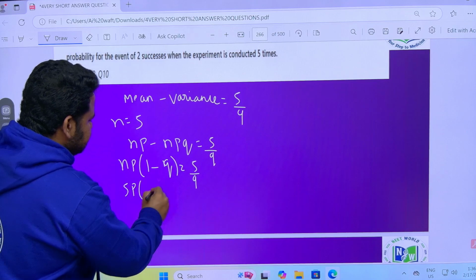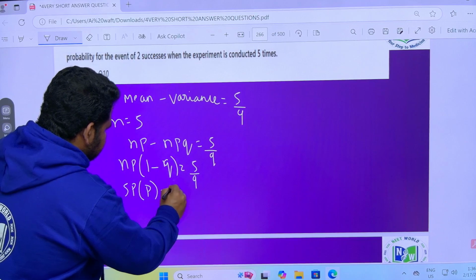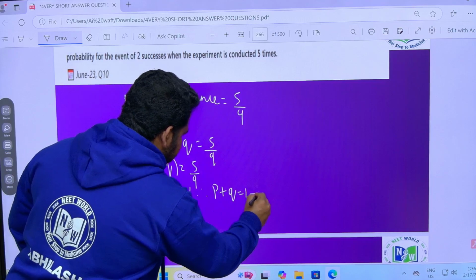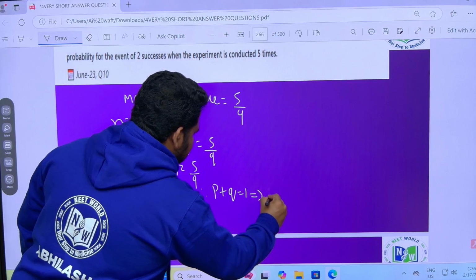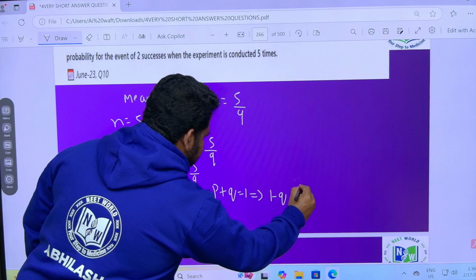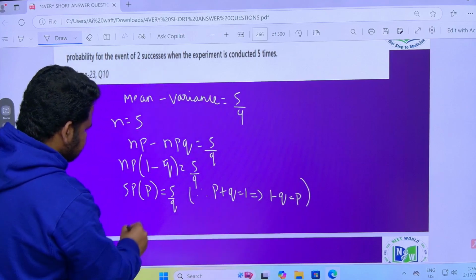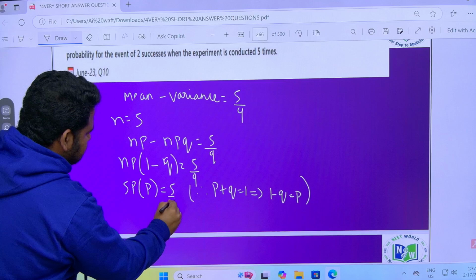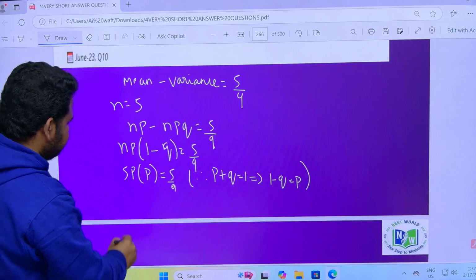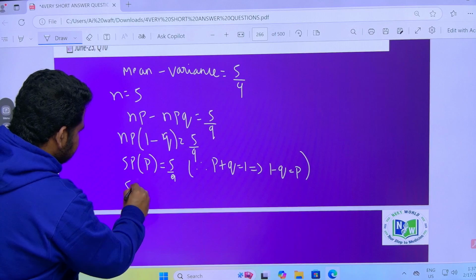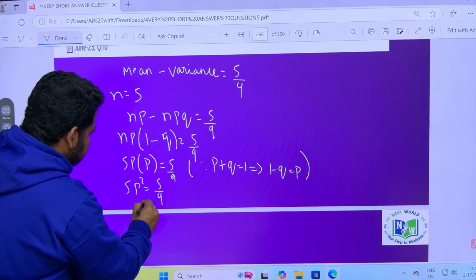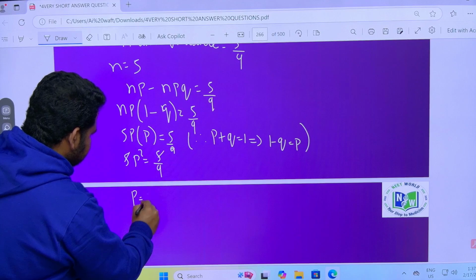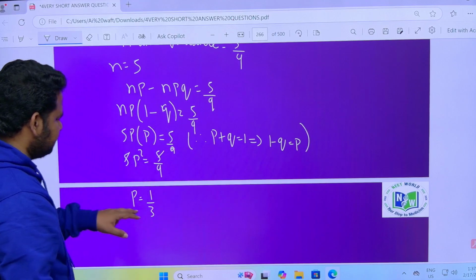So 5P times 1 minus Q is 5 by 9. Since P plus Q is equal to 1, this implies 1 minus Q is equal to P. Therefore, 1 minus Q I took as P, so this will be equal to 5 by 9. So 5 into P is 5P squared, equal to 5 by 9. 5 cancels, so P squared is equal to 1 by 9. So P will be equal to 1 by 3.